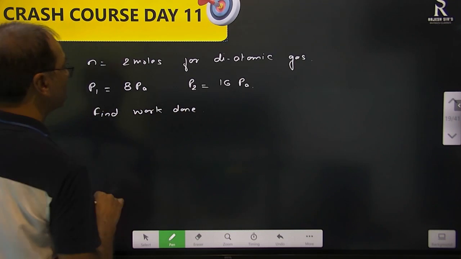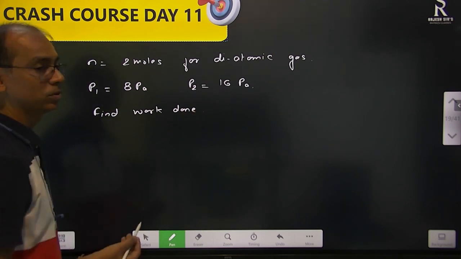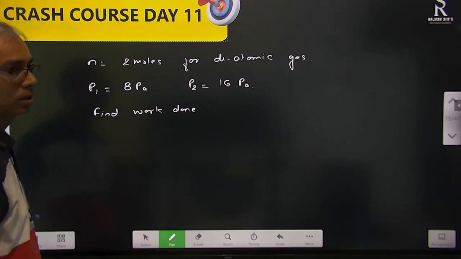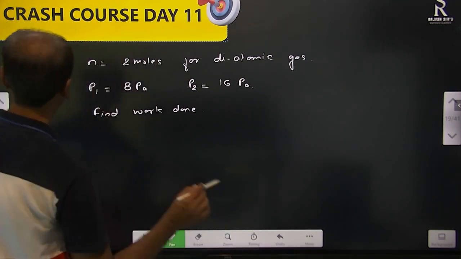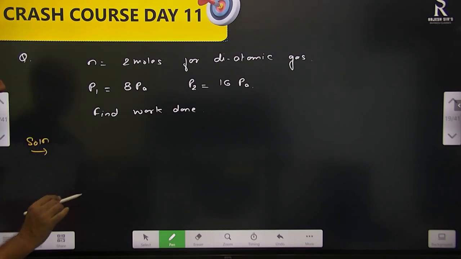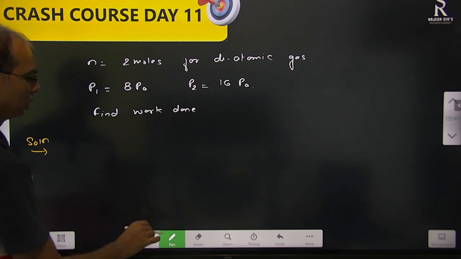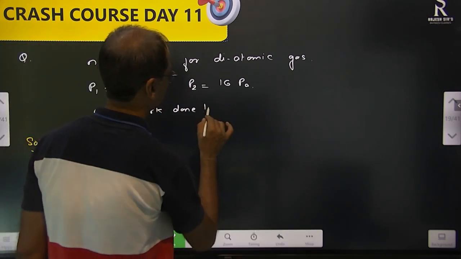Okay. Now what's happening here? You can see that pressure is increasing. Pressure is increasing means what are we doing? Compression. Compression only we are doing. Pressure increases means volume decreases. Temperature is constant. So if compression is being done, that means work done will be negative. Okay. But one more thing is there. First I am doing: find work done by gas.